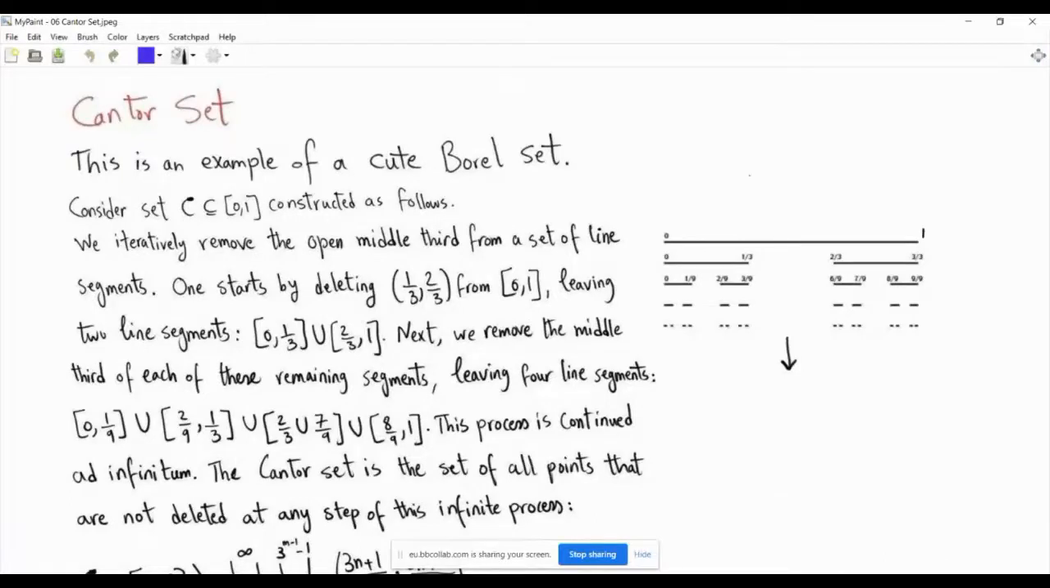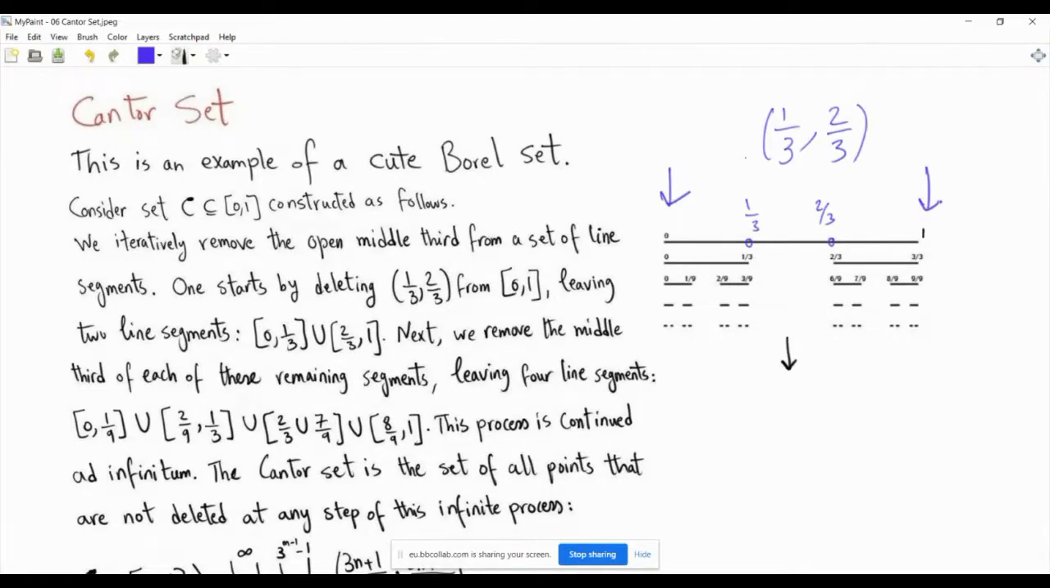So here is how we construct the Cantor set. This is one version. There are so many Cantor sets, and this is one of them. You start with the closed interval from 0 to 1. Then you take the open interval from 1/3 to 2/3. So this is the second third. These are the elements that are strictly greater than 1/3 and strictly less than 2/3.